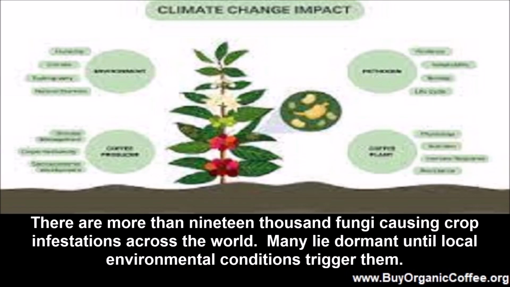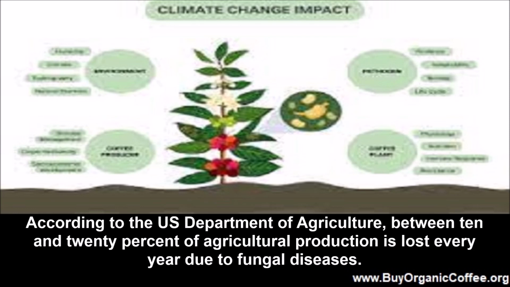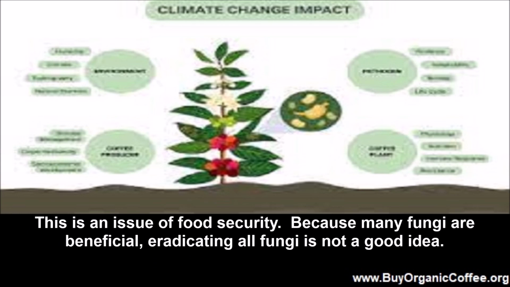There are more than 19,000 fungi causing crop infestations across the world. Many lie dormant until local environmental conditions trigger them. According to the U.S. Department of Agriculture, between 10 and 20% of agriculture production is lost every year due to fungal diseases. This is an issue of food security.